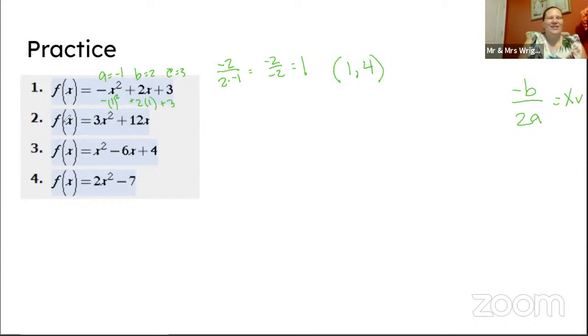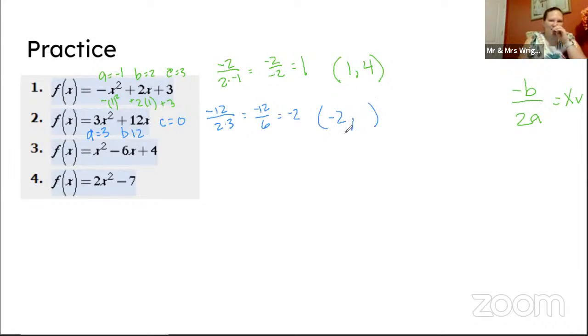All right, so moving on to the next equation here. A is 3, B is 12. C, I don't see a C, so C is 0. Okay, if it's not there, then it's 0, it's nothing. So negative B, the opposite of B, is going to be -12 over 2 times A, which is 3. -12 over 6 is -2. So we've got -2 here.